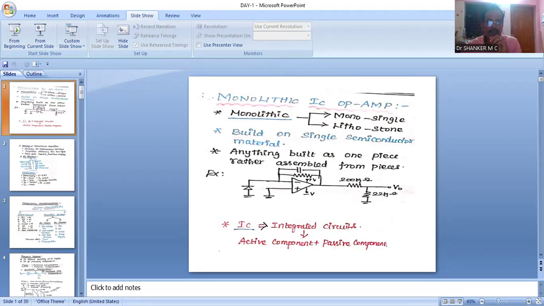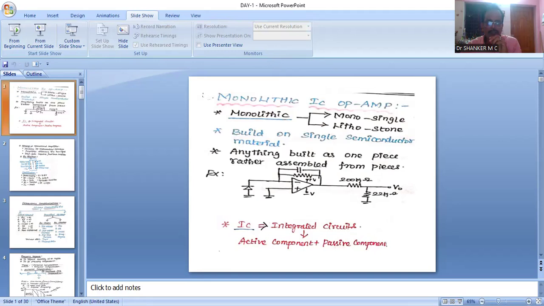What is the differential amplifier? The two input signals are given, and it will subtract these two input signals V1 and V2 and provide an amplified output signal, that is called V0. So V0 is directly proportional to V1 minus V2. So this is the diagram of a differential amplifier.